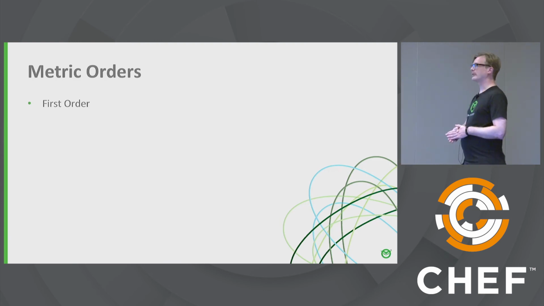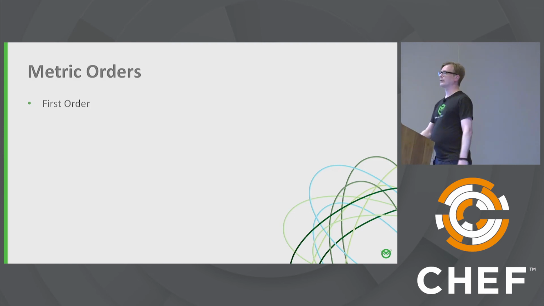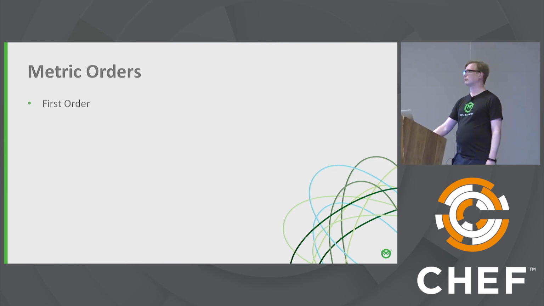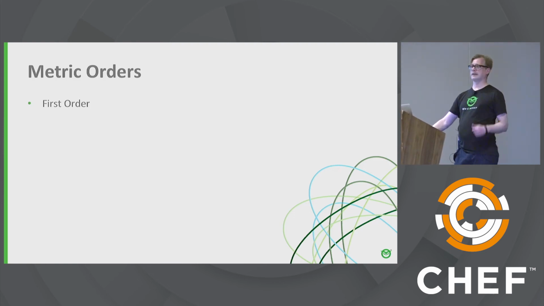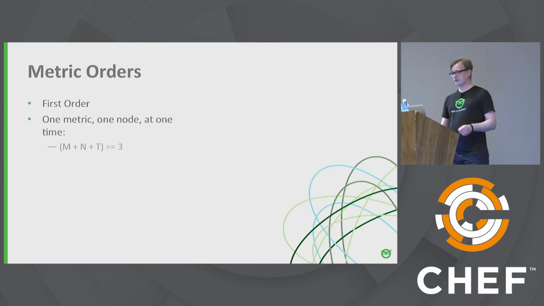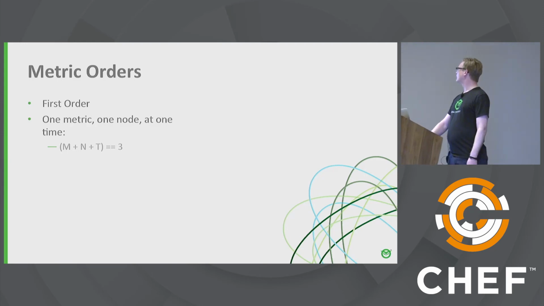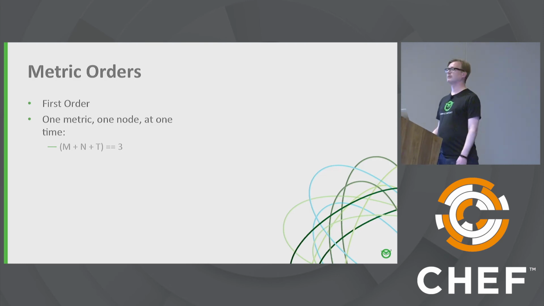But a first order metric is one thing on one system at one point in time. These are simple things. These are things that are easy to get at right now from within the Chef client. Is the service running? Heck, that's built in. We can just say it should be running, and Chef client will remediate it. Here it is in a pseudo-mathematical expression. M would be the metric, N would be the node, and T would be the time. You add them up, and you get 3.